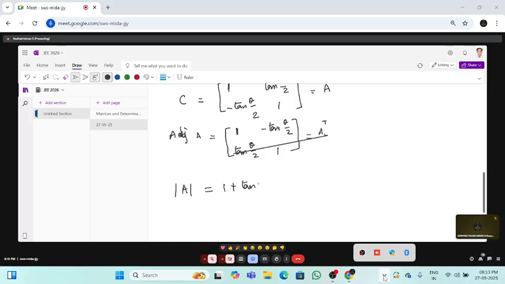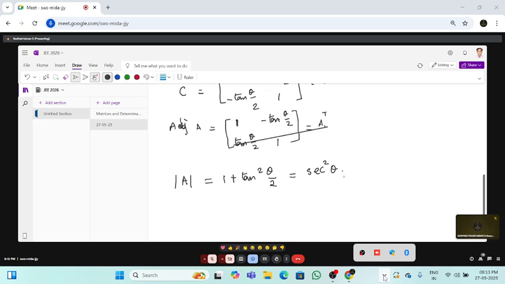Now, they are combining this matrix problem with the trigonometry problem. So what is 1 plus tan square theta? Secant square theta. Does everybody remember that? Yes, sir. This is secant square theta.